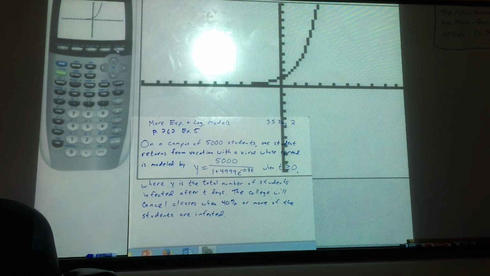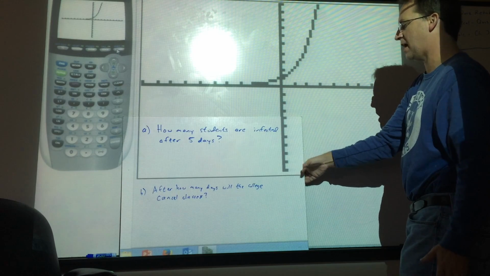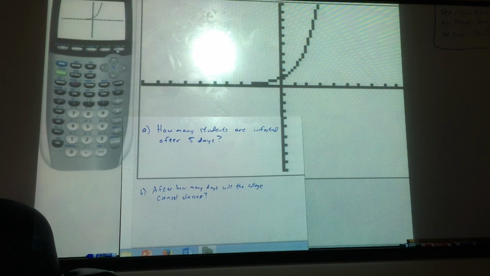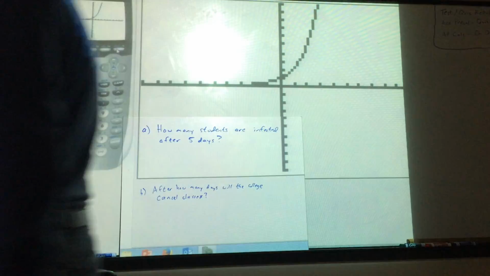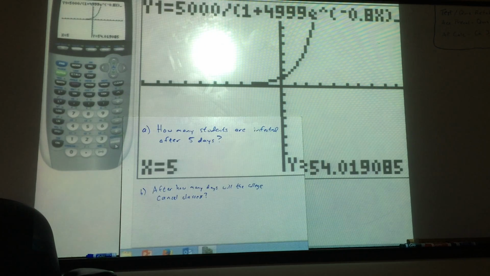All right, and then we're going to talk about what happens in this problem. It says, first, how many students are infected after 5 days? So we need to know after 5 days what's happening. So we can just use our table of values if we want, or we can go right on our graph and calculate a value when x equals, or when t equals, 5. Type that in there, you get 54.019. So since we're talking about a number of students, we would round that and we would say that 54 students would be infected after 5 days.